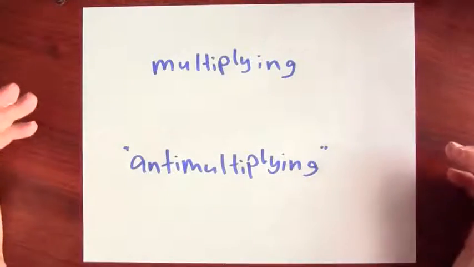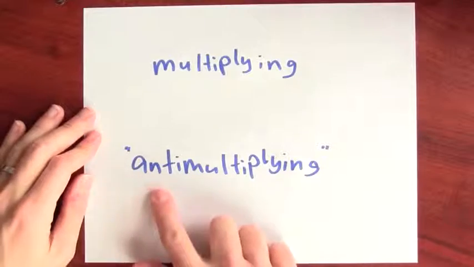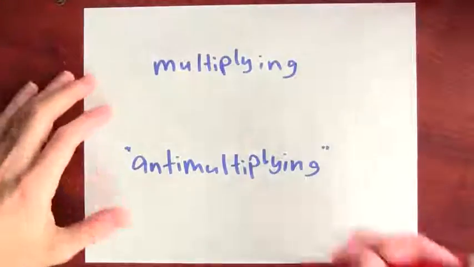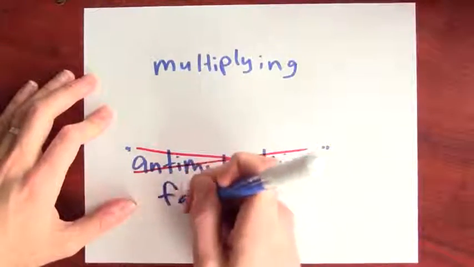Here is an ancient saying: it is easier to destroy than to create. There are mathematical instances of this too, like multiplying as compared to anti-multiplying. What is anti-multiplying? Okay, normal people wouldn't talk about anti-multiplying, right? They talk about factoring. Here's an example.